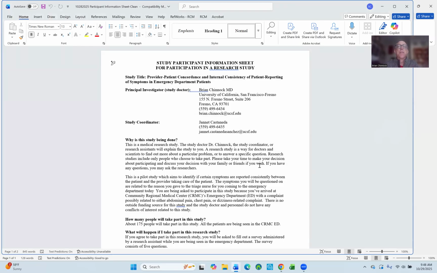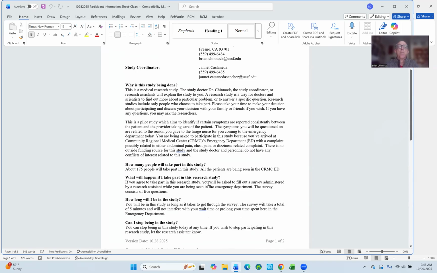But what we do need to do is give them a study participant information sheet, which is shown here. And this you can use to give them some general information about the study. Now, the truth is as you get used to it, you can sort of read through some of this to the patient, but really what you're going to do is leave this with the patient and give them the gist of what is being said here. So the gist of it is that this is a study in which we are approaching people with abdominal, chest pain, or dizziness-related complaints, and asking them about their symptoms and comparing it to the provider's reporting of their symptoms.